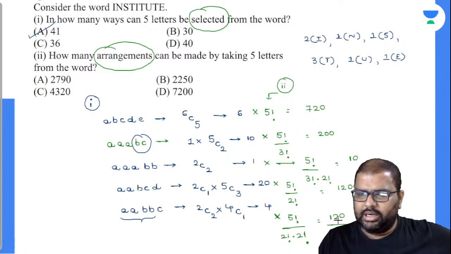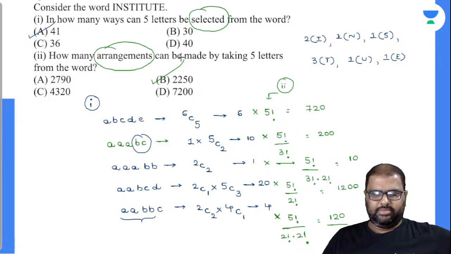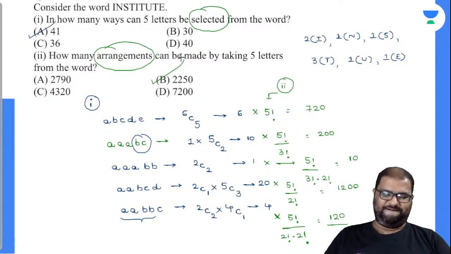So 1200 plus 100, 1300. 1300 plus 700, 2000, 2200. 1200 plus 20 plus 30. Yes, now 2250 is your answer. Perfectly done. I have done the calculations here for you.